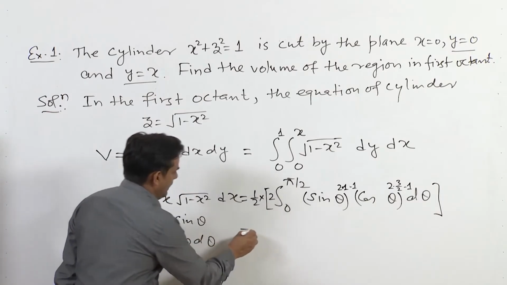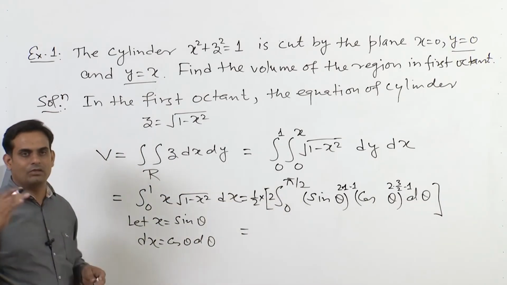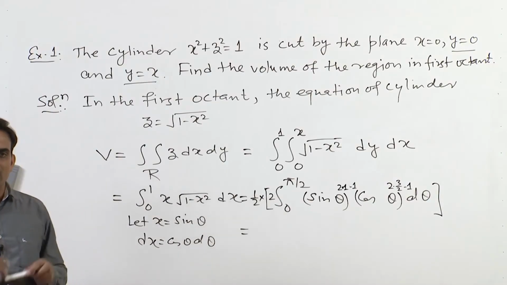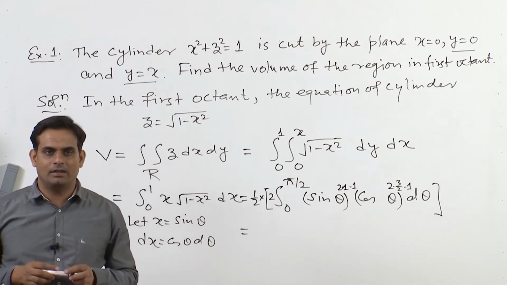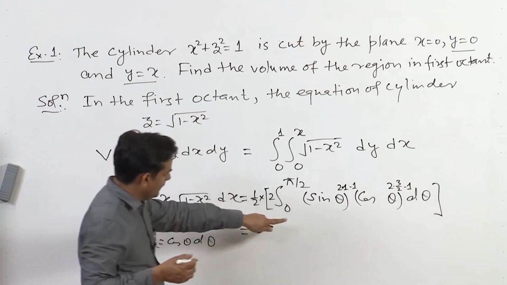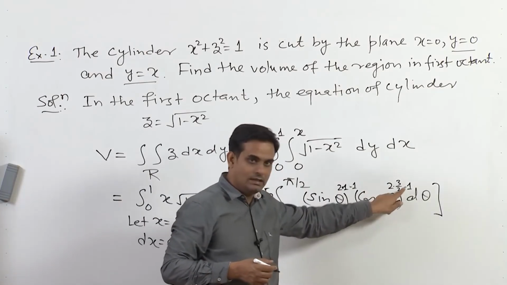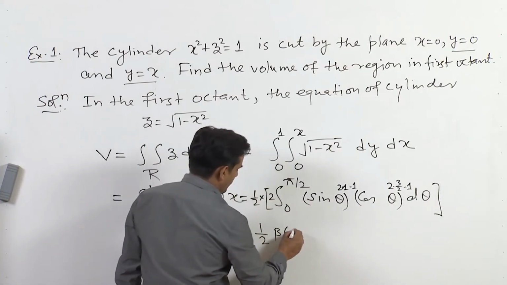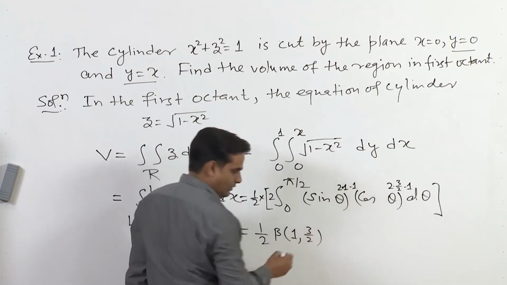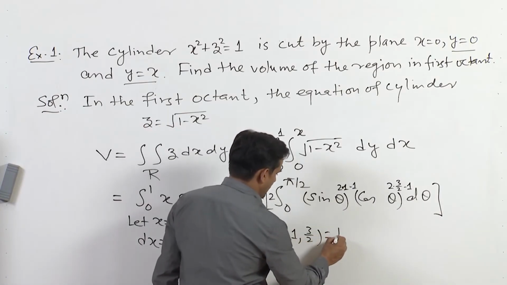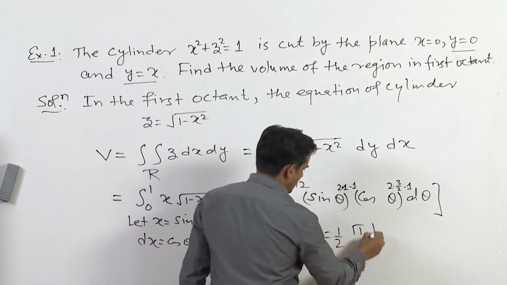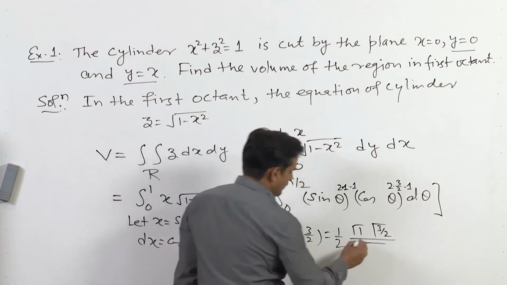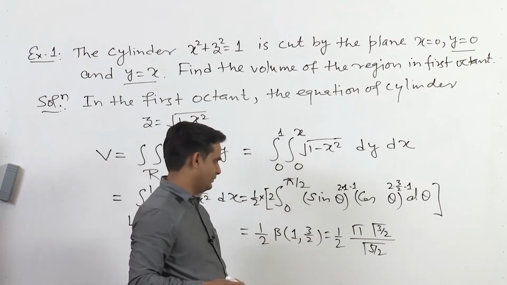So, by the formula that beta of x, y equals 2 times the integral 0 to pi by 2 sin theta raised to power 2x minus 1 into cos theta raised to power 2y minus 1 d theta. The same thing we can see here, x is 1, y is 3 by 2. So, this will become 1 by 2 beta of 1, 3 by 2. This will become 1 by 2 gamma 1 gamma 3 by 2 upon gamma of m plus n, so gamma 5 by 2.